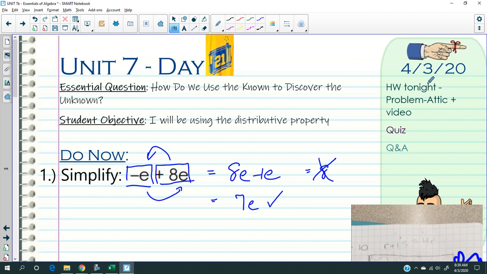All right, Unit 7, Day 21. Today's the last day of the marking period. Let's talk about that in a second. Homework, there's no homework. It's just a quiz. Okay, so that's your homework. All right, so that's 10 questions. All right, let's go to the Q&A.